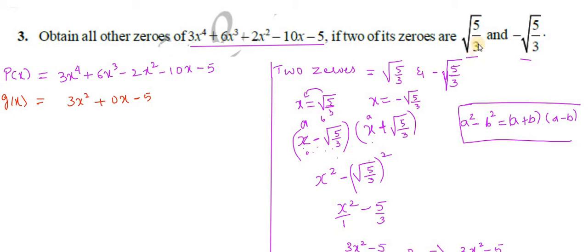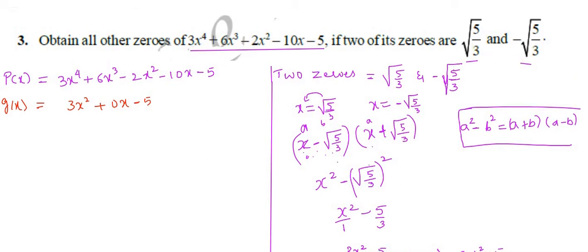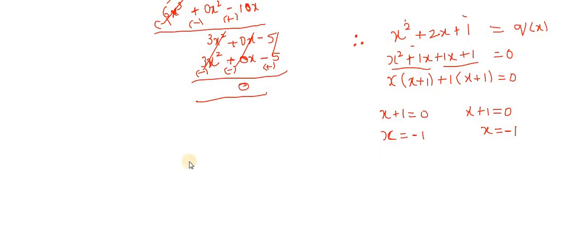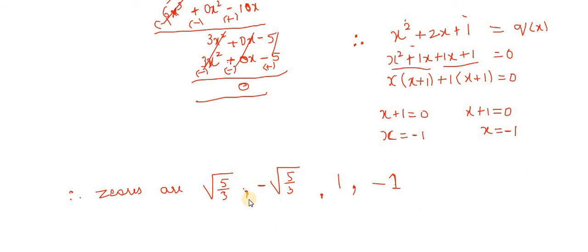Square root of 5 by 3 and minus square root of 5 by 3 are 2 zeros, and they ask us to find 2 more zeros. So the 2 more zeros are nothing but minus 1 and 1. Therefore the total number of zeros is 4, that is square root of 5 by 3, minus square root of 5 by 3, 1 and minus 1.